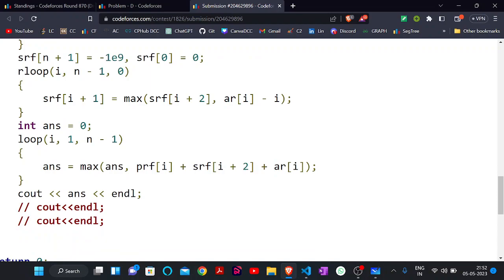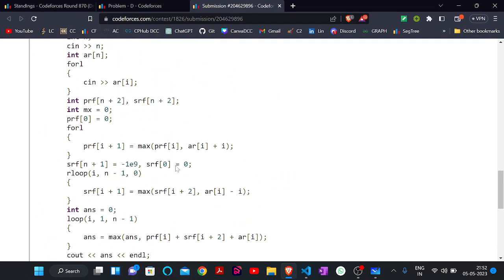Then I will iterate over B from 1 to n minus 1, and the value of the answer will be updated. This is our B, this is our prefix, and this is our suffix. So this will be our final answer.